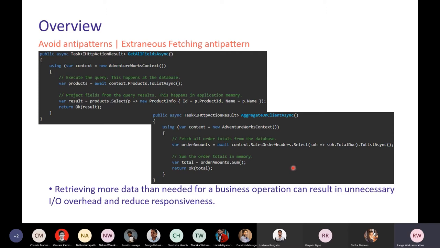The second one is something similar, and this might relate to the busy database as well. By fixing extraneous fetching, you might be creating a busy database, which is a possibility. Right here, this code gets all the sales order amounts and sums them in memory. Like I said, basic stat operations you can push to the database because it's optimized for that. So rather than doing this in memory, you can push it to the database with a LINQ query and then do the ToList or get the sum out of it.